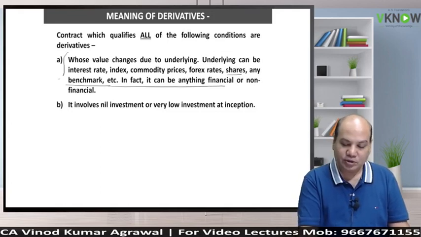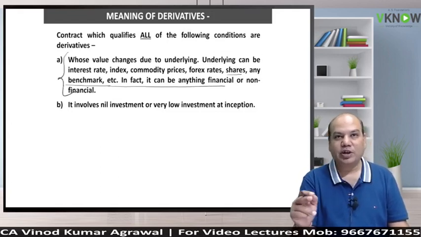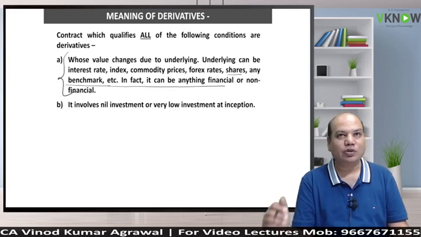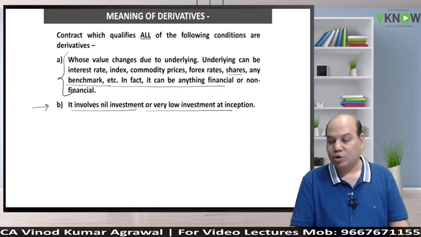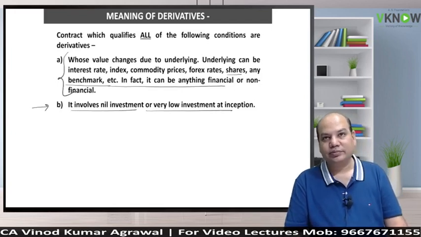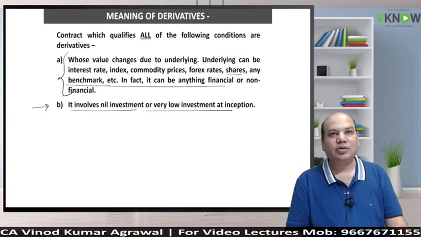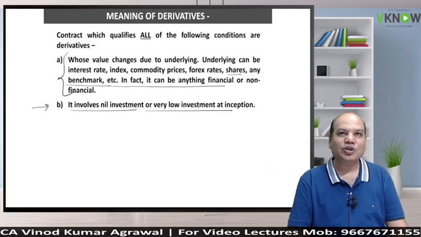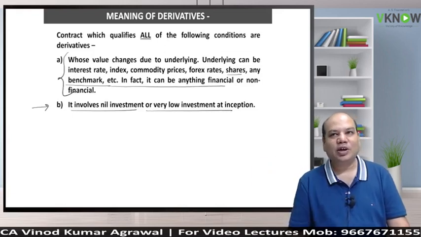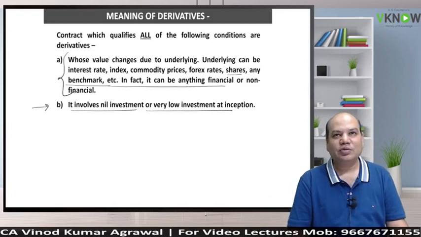Counterparty also thinks in the reverse manner. So first, there must be an underlying. The value of the derivative changes as the value of the underlying changes. Second thing, which you know, it requires zero investment or very small investment at inception. Like a forward contract, you and your friend enter into a forward contract: if Sensex goes above 60,000 points, I will pay you 10,000 rupees. That's a forward contract. No investment was involved today.